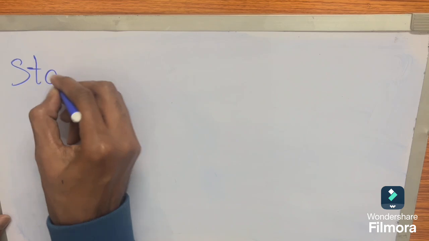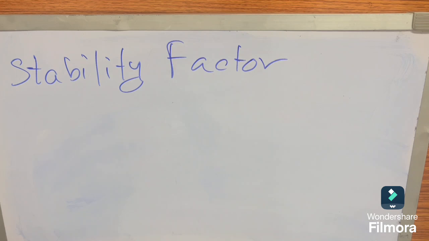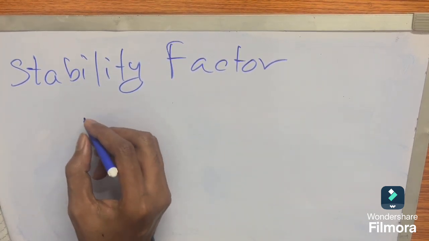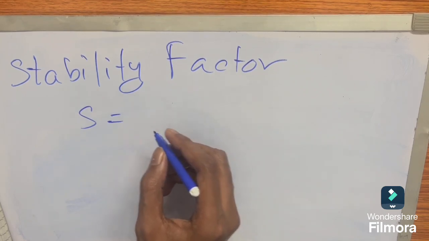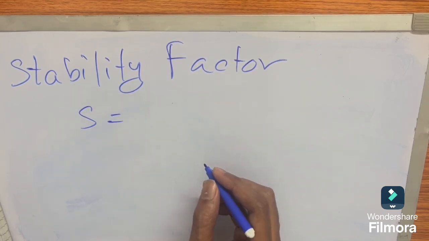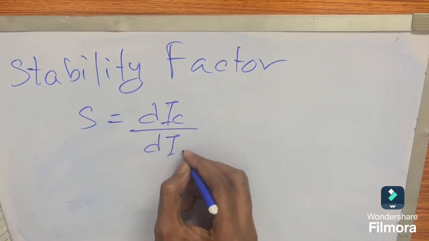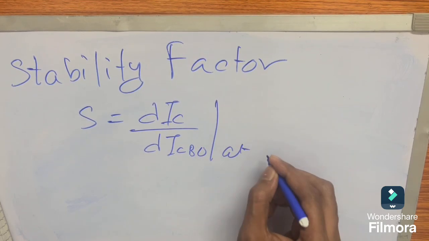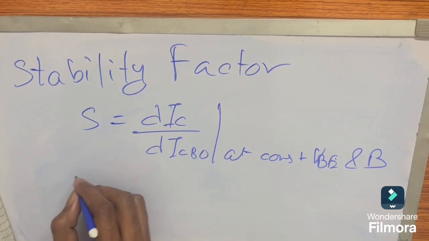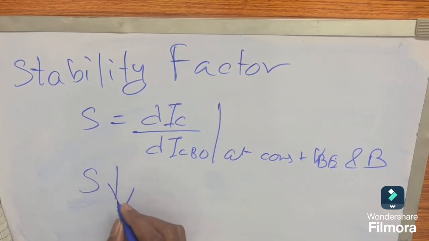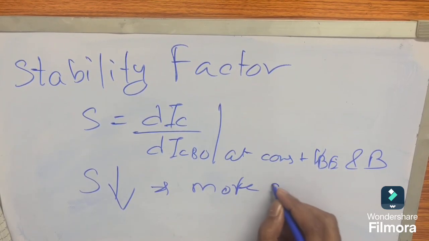Now coming to stability factor. Stability factor is the rate of change of collector current with respect to leakage current at constant input voltage and amplification factor, which is basically the beta, and input voltage is VBE. So stability factor S equals dIC by dICBO at constant VBE and beta. If the value of the stability factor is very less, it means it is more stable.